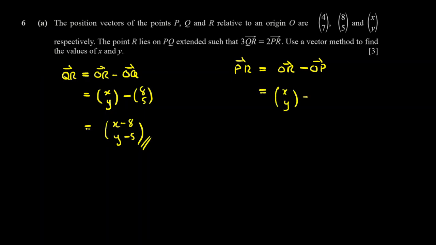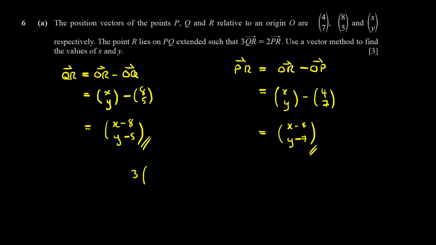And OP is the vector (4, 7). And so this will be x minus 4 and y minus 7. Okay, now what do we know? We know that 3 times QR, so 3 times this vector, is going to equal 2 times that vector there. So we can just substitute in.